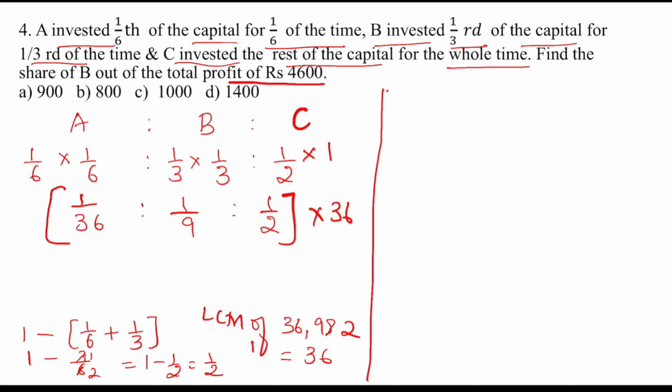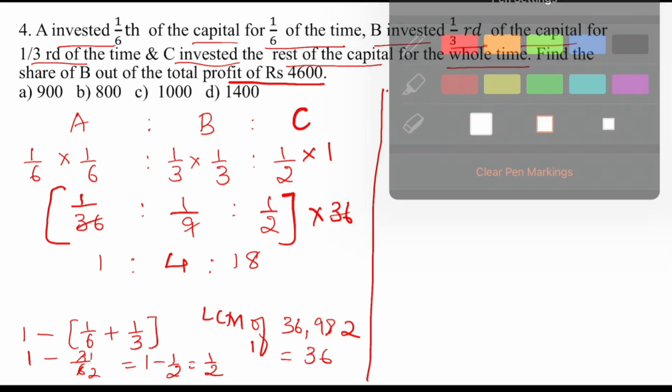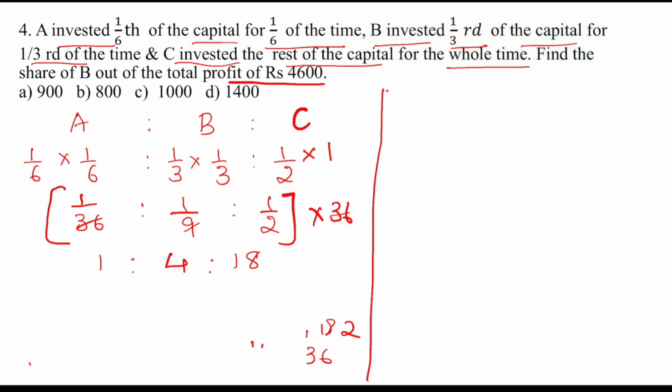So how much will we get? 36 cancels, so it is 1. Is to 9 ones are 9, fours are 4. Is to 2 ones are 2, 9s are 18. So the total profit ratio we got is 1:4:18. So when we got the profit ratio, we can find out the profit of B.